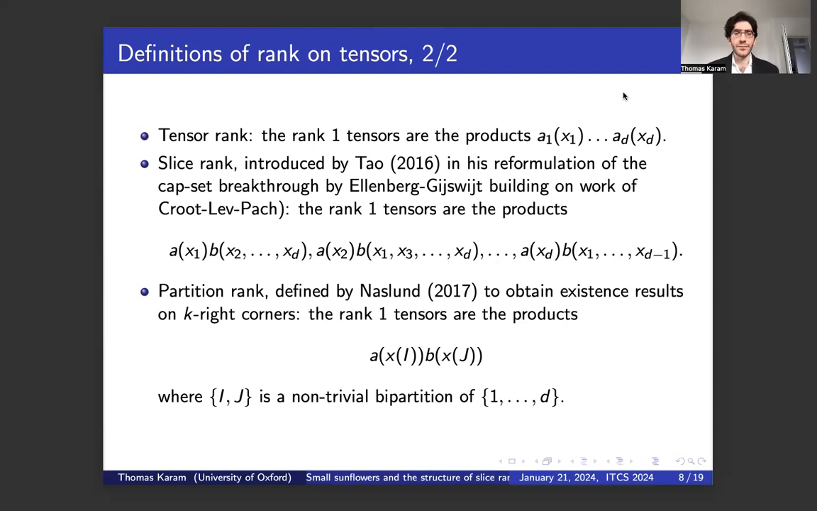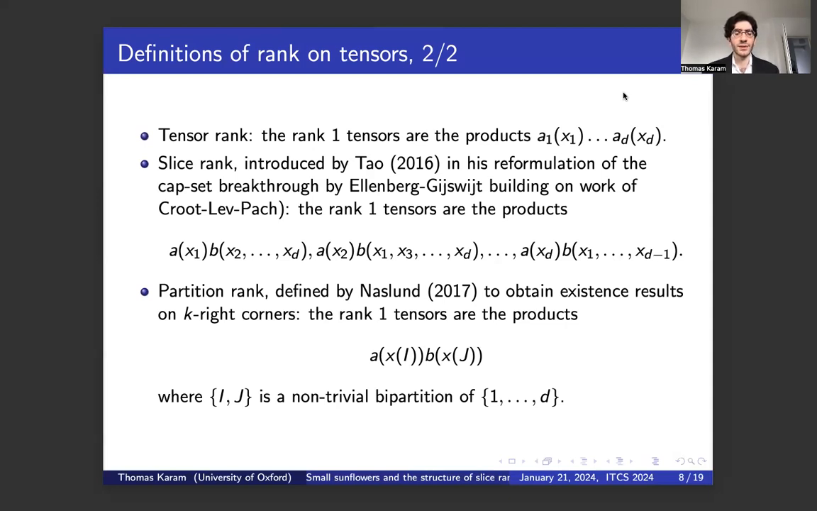That's the tensor rank. Now, in 2016, Tao introduced the slice rank while reformulating the breakthrough of Croot, Lev, and Pach, and then Ellenberg and Gijswijt on the cap set problem. In the case of the slice rank, the rank 1 tensors are the tensors which may be written as products of two functions, where one function is in one variable and the second function is in the remaining d-1 variables.